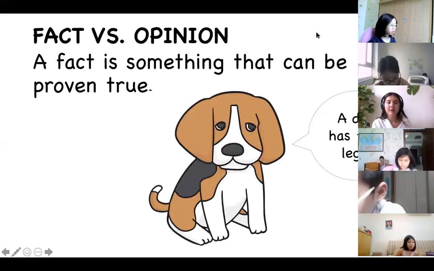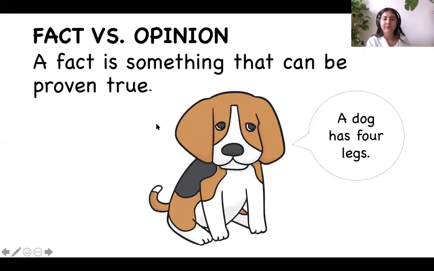Have a look, guys. Fact versus opinion. So, a fact is something that can be proven true. For example, a dog has 4 legs. A dog is a type of animal and it usually has 4 legs, unless it's been in an accident and had to have one removed. But in general, dogs have 4 legs. We can prove this to be true by looking at a dog and saying 1, 2, 3, 4. We can count the legs.